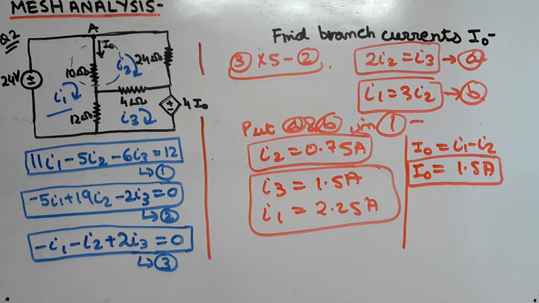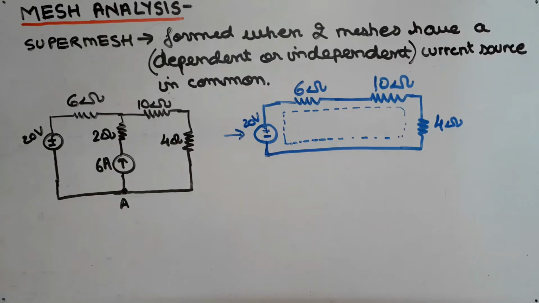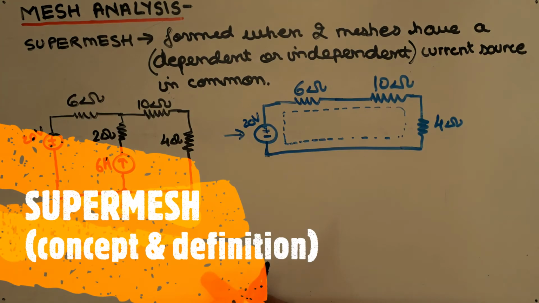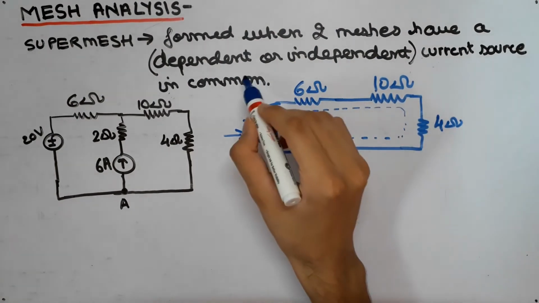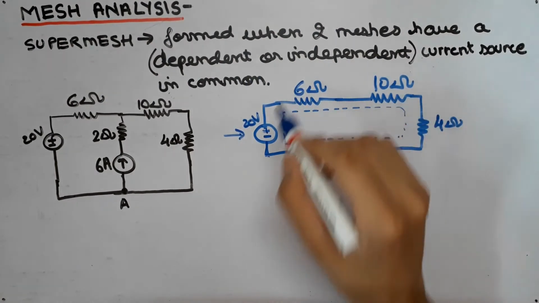Now guys, we are going to do another question in which we will have a super mesh, and we will understand the concept of super mesh while doing that question itself. Now we are going to understand the concept and a basic definition of super mesh. That is, a super mesh is formed when two meshes have a dependent or an independent current source in common.